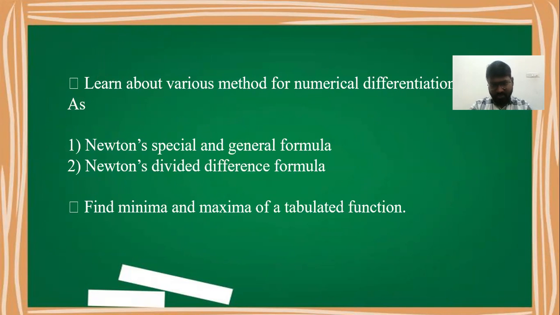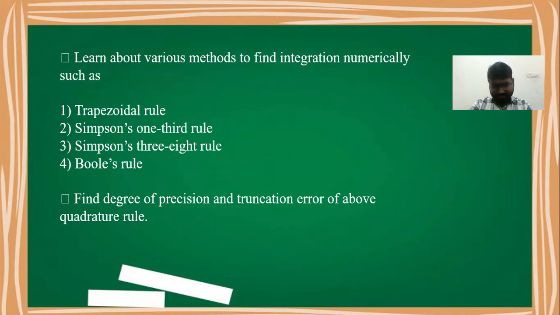After that, they are going to learn about numerical differentiation such as Newton's special and general formula, Newton's divided difference formula. Also, they are going to find the minima and maxima of a function which is given in tabular form, not in functional form or in graphical form. If it is given in tabulated form, then how to find the minima and maxima? Students are going to deal with such problems.